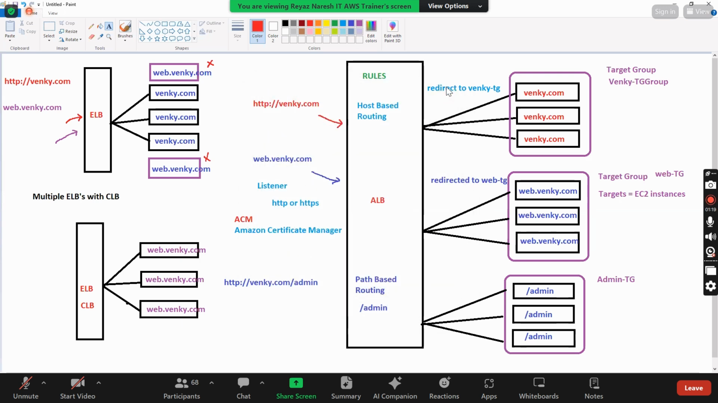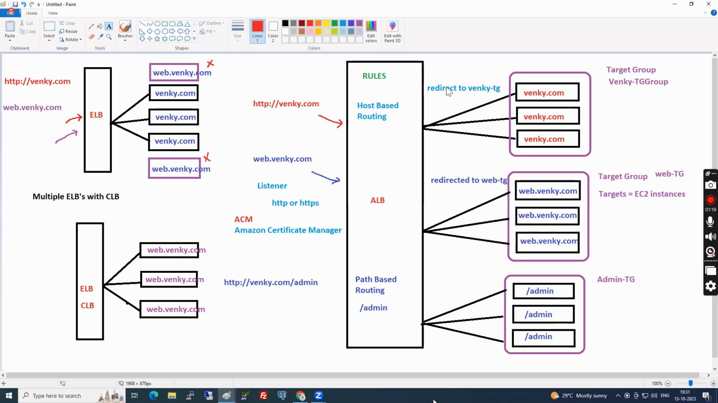Now you understand the concept of load balancers, right? With one load balancer, we can create rules like this and redirect to target groups. Remember the word target group. It is very important.